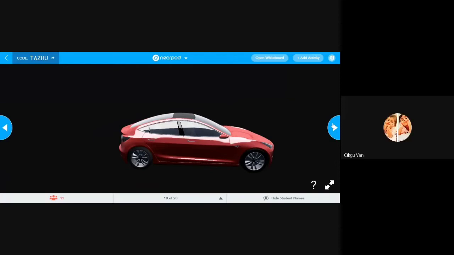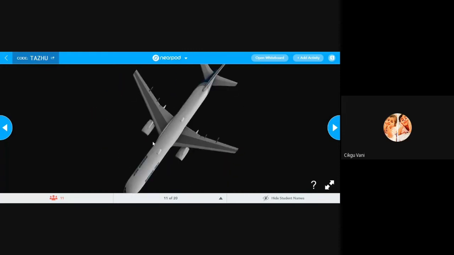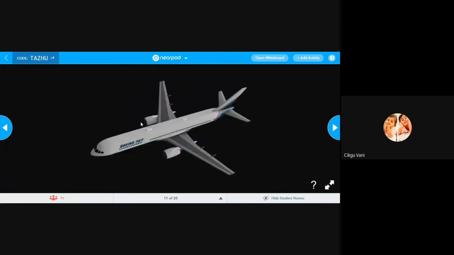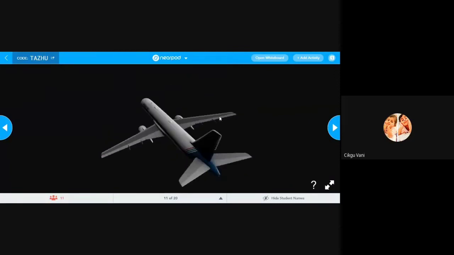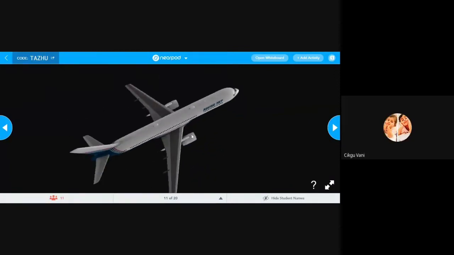Yes. Kita ada Boeing 757. Boleh main juga. Cuba pusing-pusing. Atas, bawah. Yang mana paling best? Kereta ke aeroplane? Aeroplane.